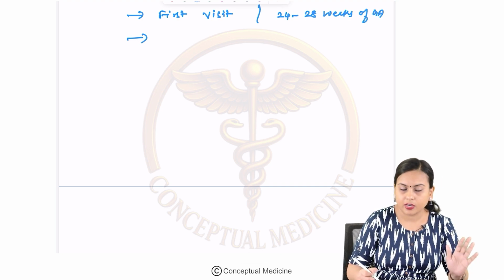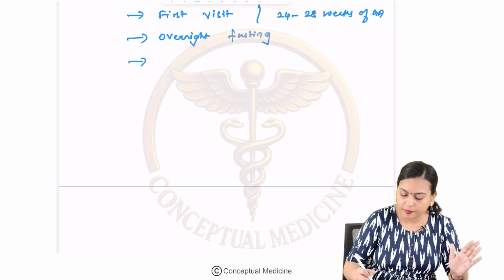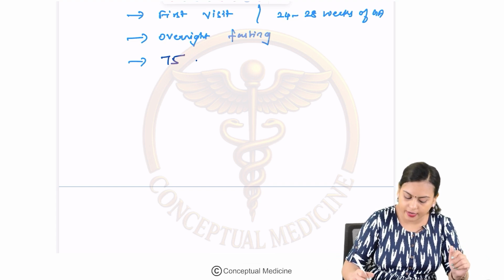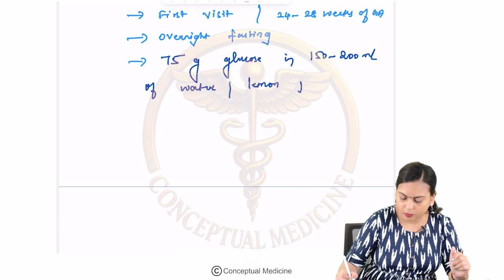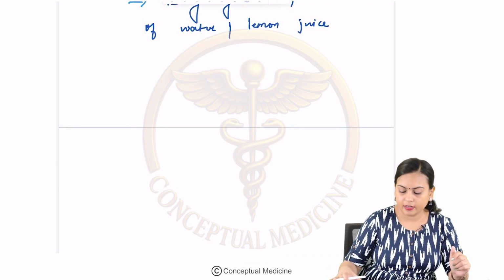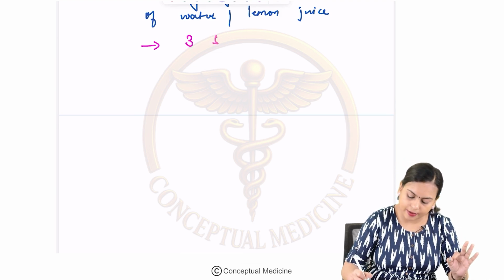Remember, for this test also overnight fasting is needed. What we are going to give is 75 gram of glucose in 150 to 200 ml of water or lemon juice. Clear? Now, we will be taking 3 samples in this.